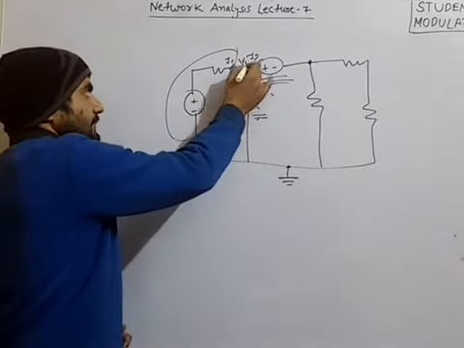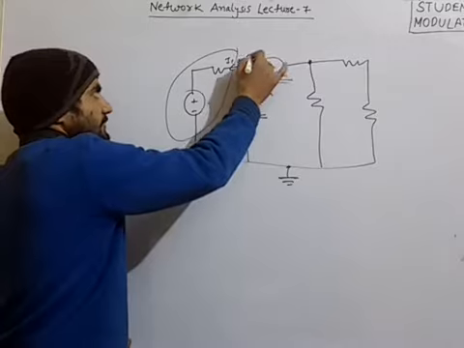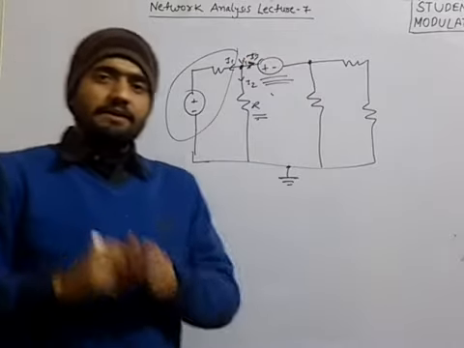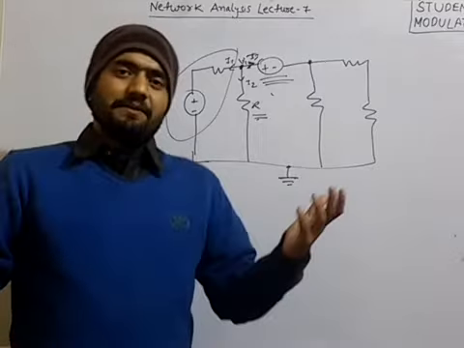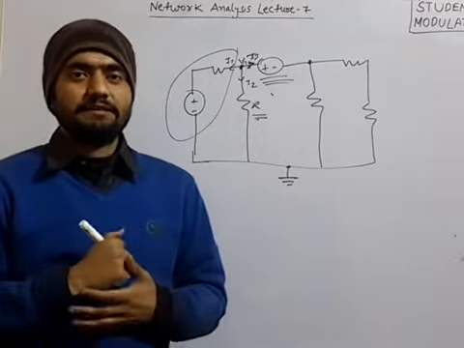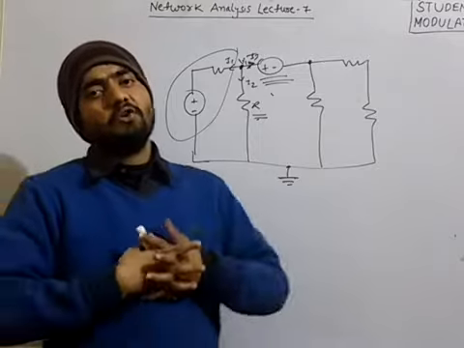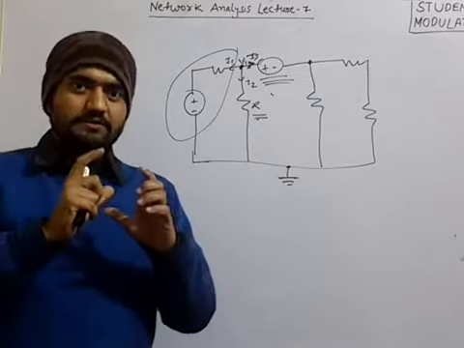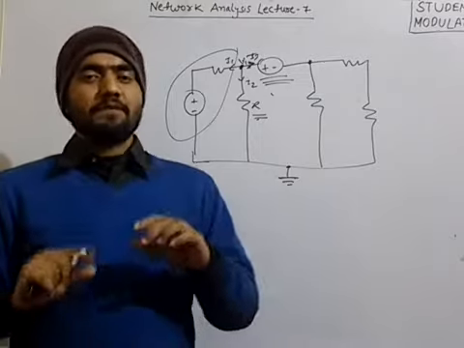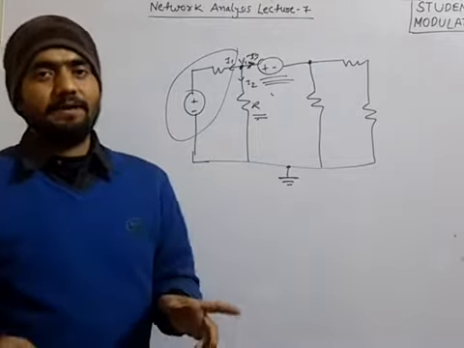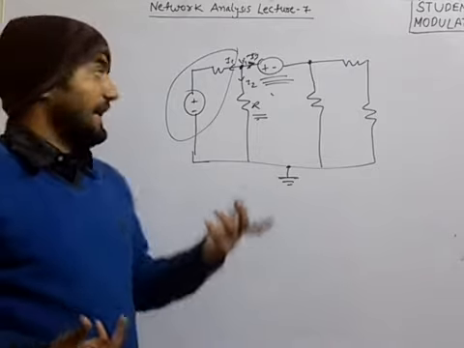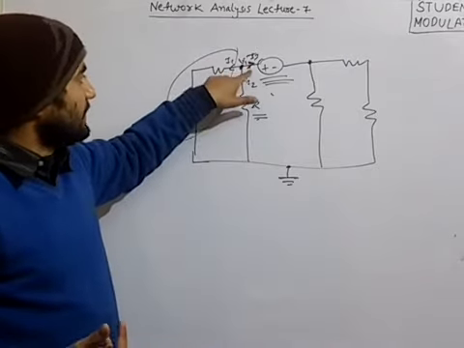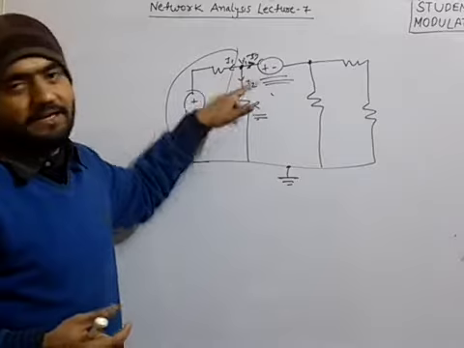If we have to find the current through this, we know that a voltage source is current independent, which means the current can be anything through a voltage source. So through a voltage source the current cannot be determined, and determining the current here will be very tedious work.